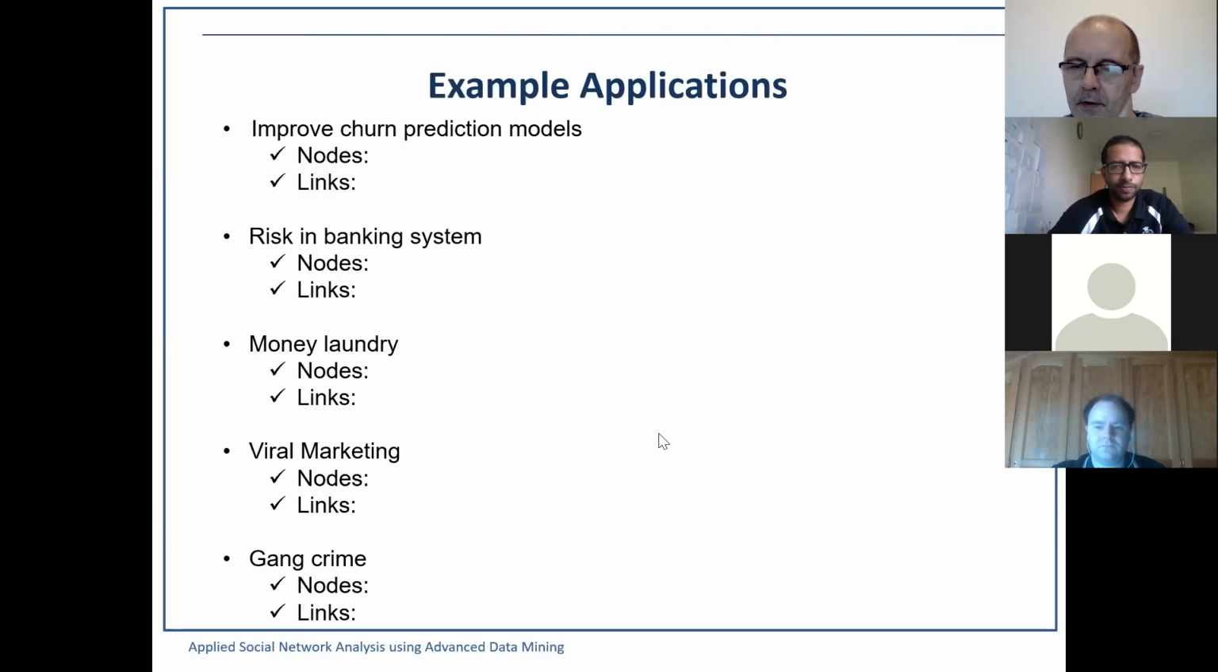Exactly. Yeah, very good. And any application outside the slide we can see on the screen? It doesn't have to be just from this list. Any other application?